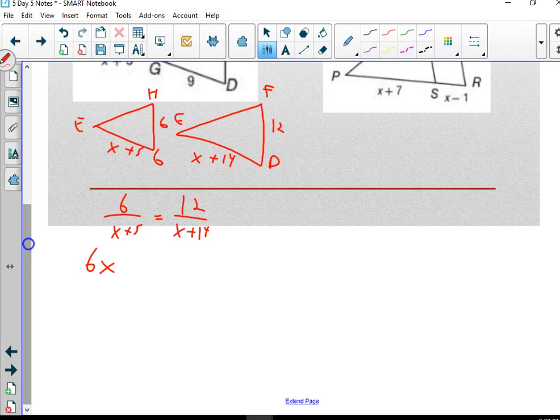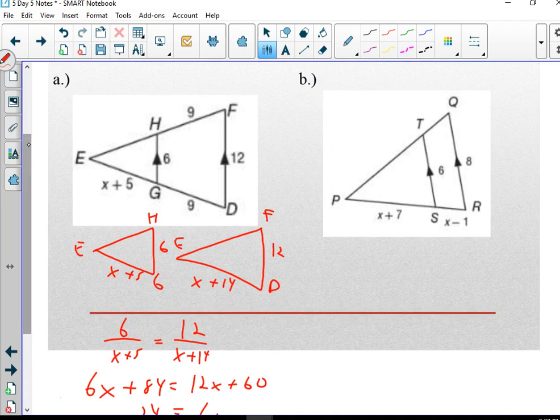I'm just going to go right into distributing. 6 times x is 6x, plus 84, 6 times 14, equals 12x plus 60. I'm going to subtract 6x, and I'm going to subtract 60, which gives me x equals 4.